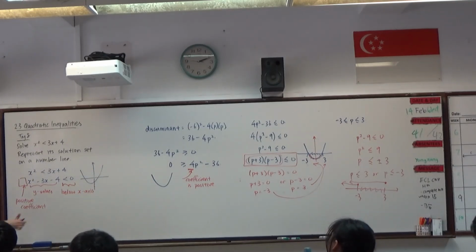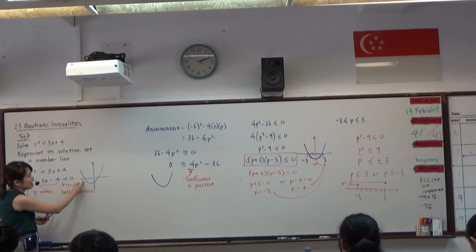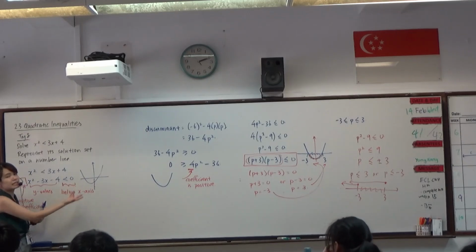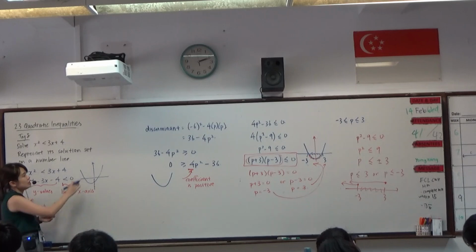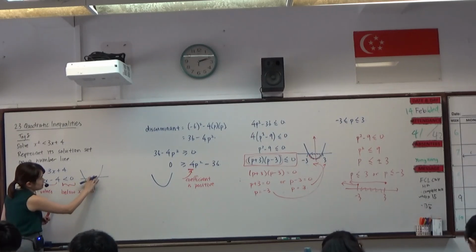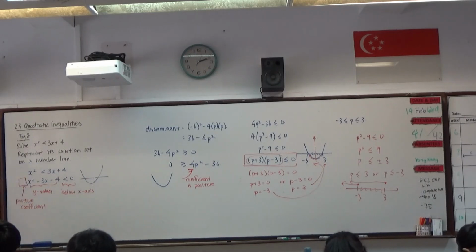Okay? I don't need the y-axis because sometimes the y-axis could distract us from having a correct representation of the graph. Because at this point, I do not know what the x intercepts are yet. So I actually need not have this. Alright? So having this is sufficient as a working. Okay? So I need to know what the x intercepts are. How do I determine the x intercepts?